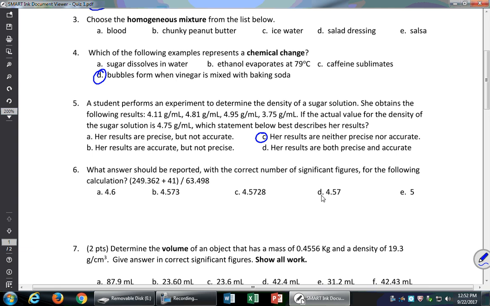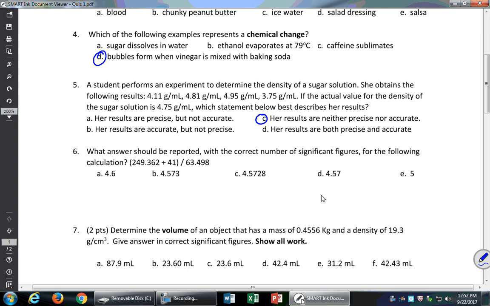If we're looking at this one, this is a case where you do not round until you're done. And I think that's why a lot of people got this one a little bit wrong. So the answer should be D. So let's look at that.